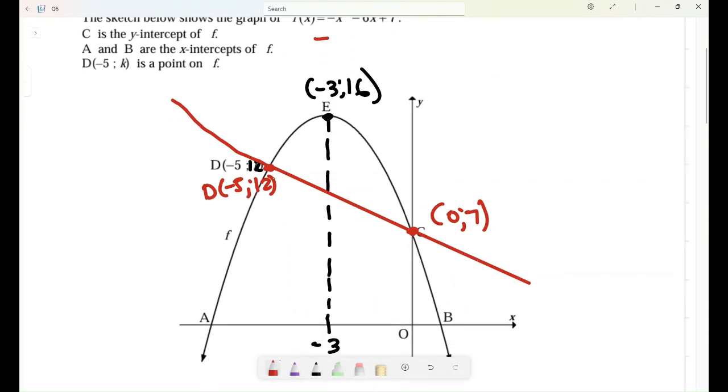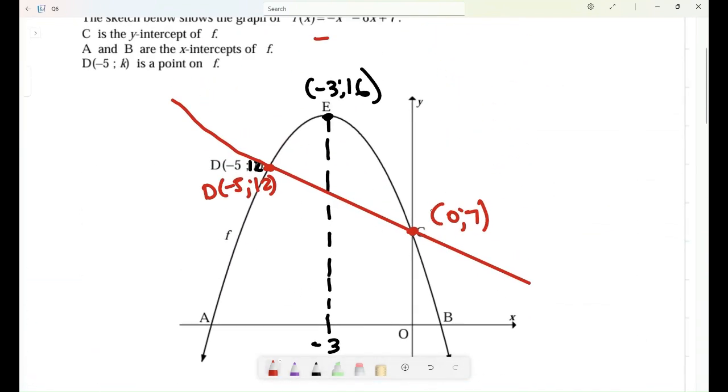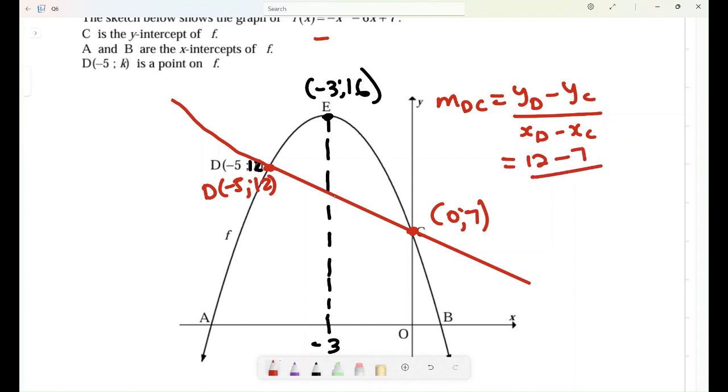So how do I get the equation of this straight line here? Remember, I should find the gradient first, right? The gradient of DC is going to be the y value of D minus the y value of C, divided by the x value of D minus the x value of C. What is the corresponding y value of D? It is 12 here. Minus here, it is how much? It is 7. Divided by -5 here, minus 0. Then 7 minus 12 is -5, so -5 over 5, it is -1, right?